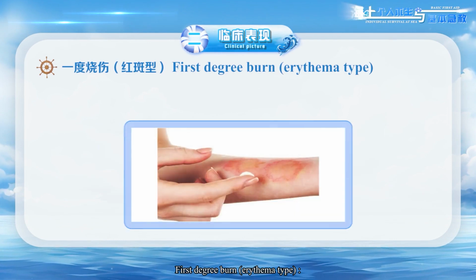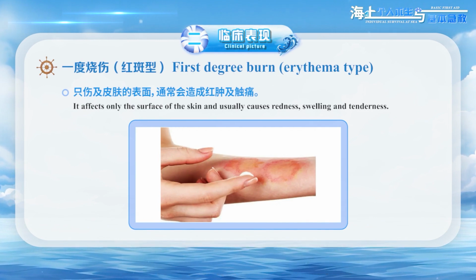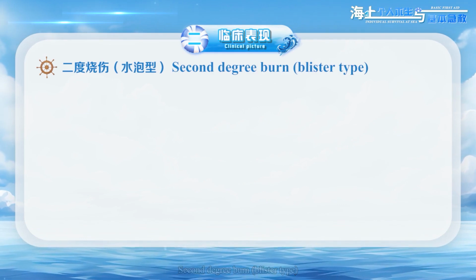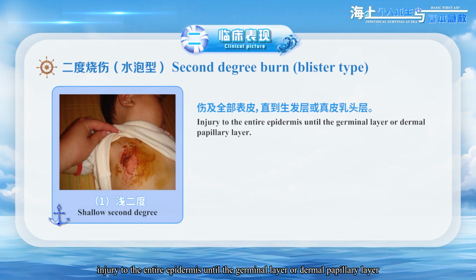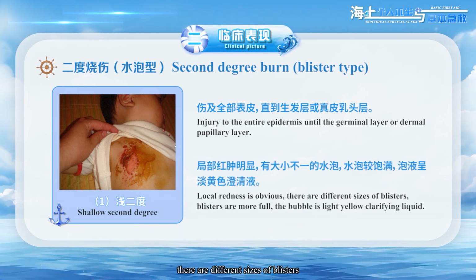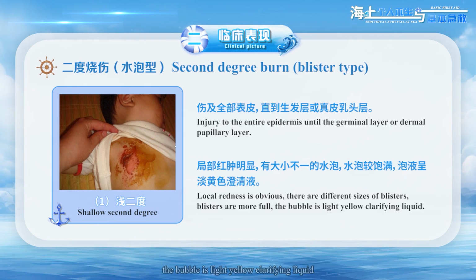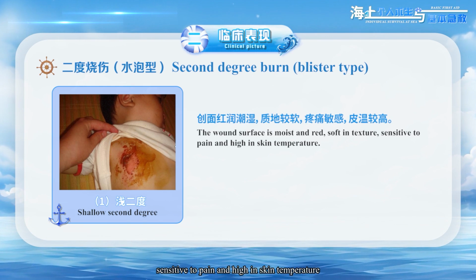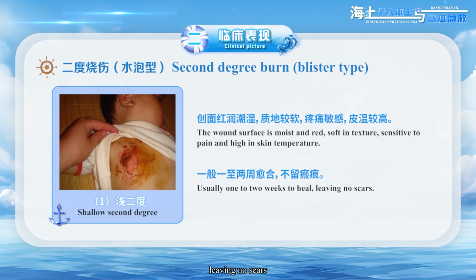First degree burn, erythema type. It affects only the surface of the skin and usually causes redness, swelling, and tenderness. Second degree burn, blister type. 1. Superficial second degree: injury to the entire epidermis down to the germinal layer or dermal papillary layer. Local redness is obvious. There are blisters of different sizes, more full, with a light yellow clear liquid. The wound surface is moist and red, soft in texture, sensitive to pain, and high in skin temperature. It usually takes 1 to 2 weeks to heal, leaving no scars.